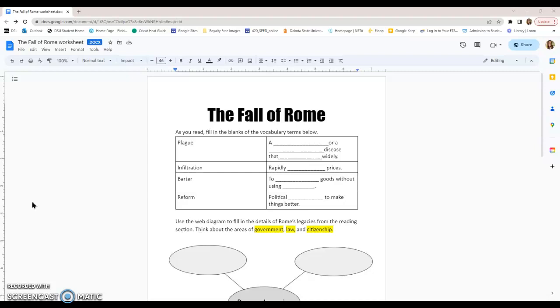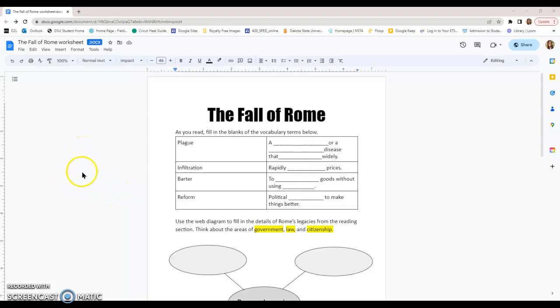So up here it says, as you read, fill in the blanks of the vocabulary terms below. So I would tell the student to, as they read, fill in the blanks. It is exactly how the book lays it out for them. They just need to put the correct words in those blank spots to understand what the vocabulary word means. So we have plague, infiltration, barter, and reform. So they get the base knowledge of the vocab terms from their section reading.